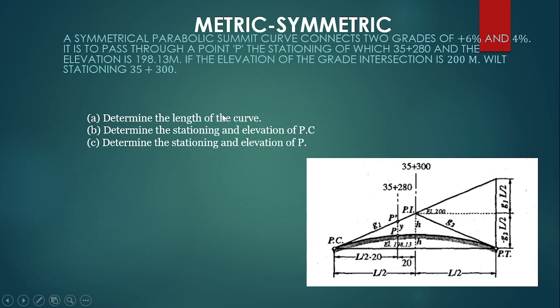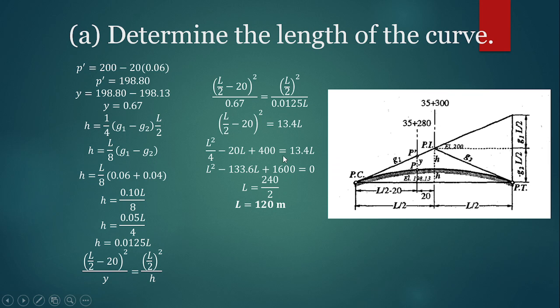So determine the length of the curve, station and elevation of PC, stationing or elevation of P. Determine the length of the curve. So in P prime, P prime is equals to 200 minus 20 times 0.06. So P1 is 198.80.